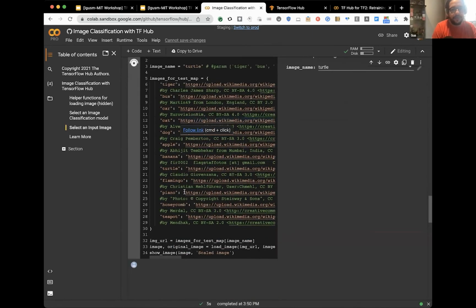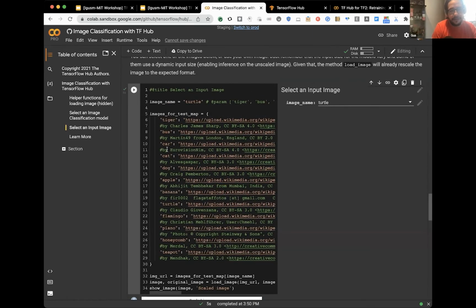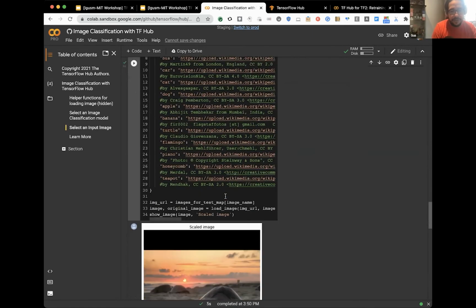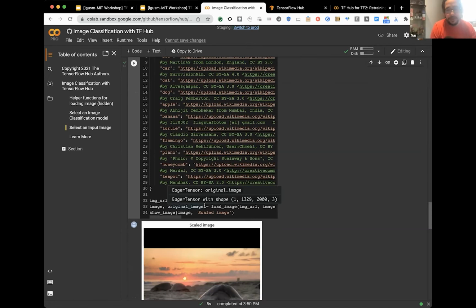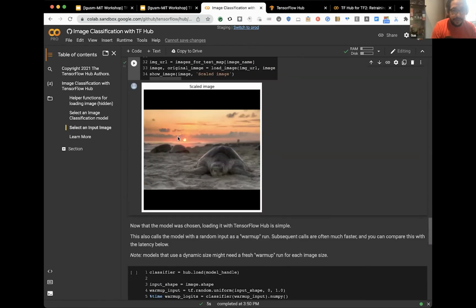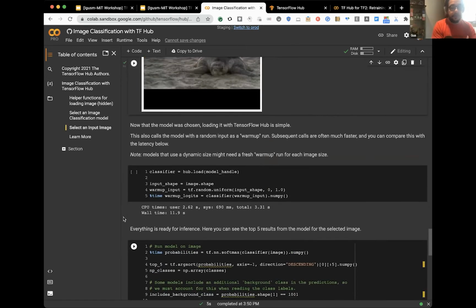I'm not going to put too much time here because it's, again, a lot of URLs from Wikipedia. And then I just use the download image method we created earlier, right? Here's the image we're going to classify. And now this is where the code that you need to understand comes in.